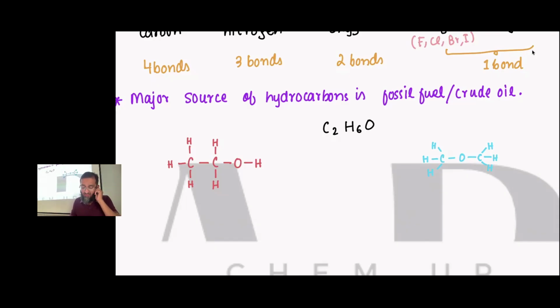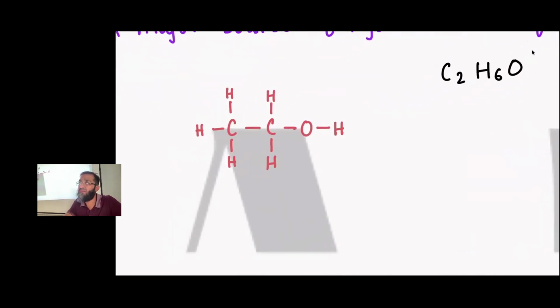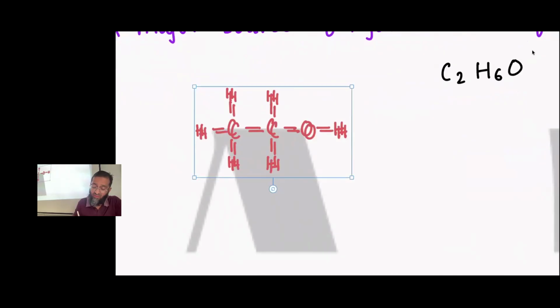Now, if you look at these 2 structures, what are we observing? Both structures are comprised of 2 carbons, right? So if the structure on the left has 2 carbons, isn't it that another compound may exist with 1 more carbon?